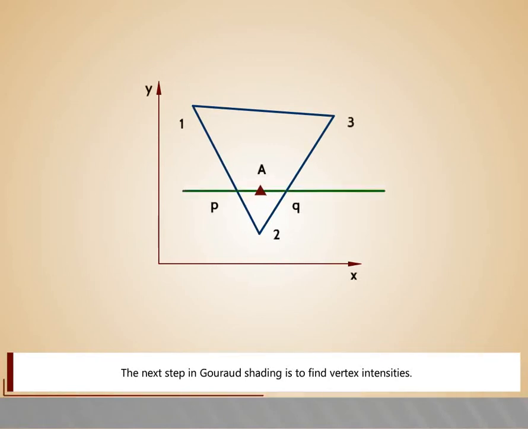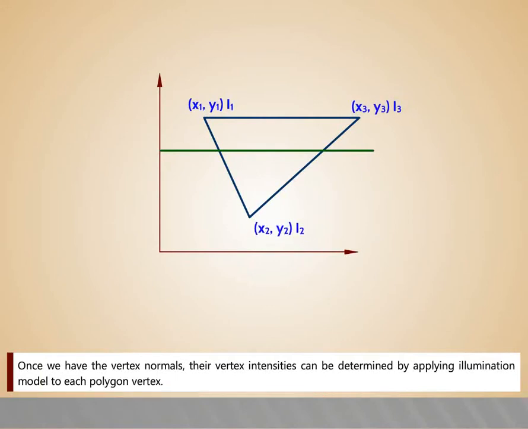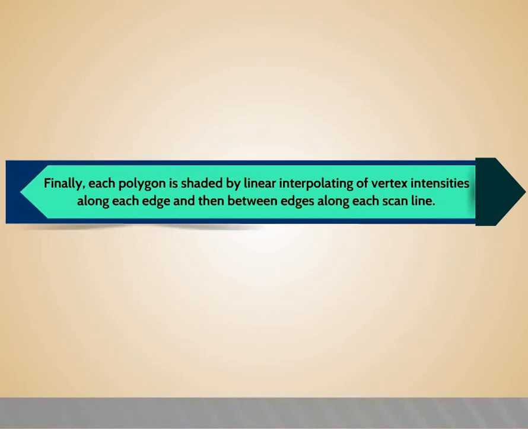The next step in Gouraud shading is to find vertex intensities. Once we have the vertex normals, their vertex intensities can be determined by applying the illumination model to each polygon vertex. Finally, each polygon is shaded by linearly interpolating vertex intensities along each edge and then between edges along each scan line.